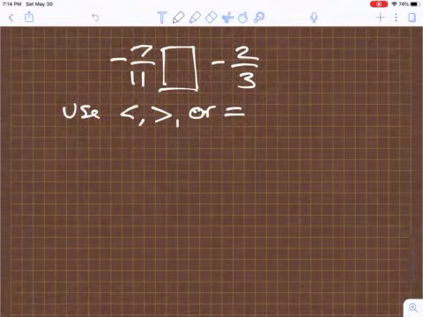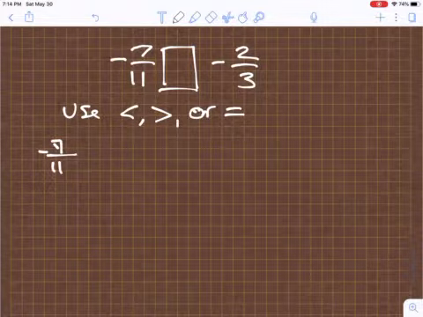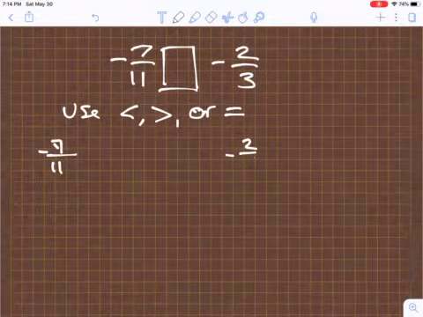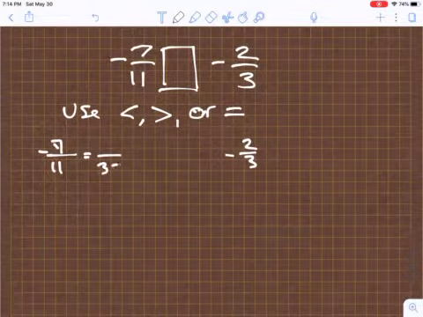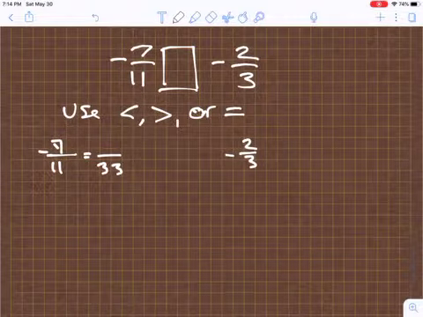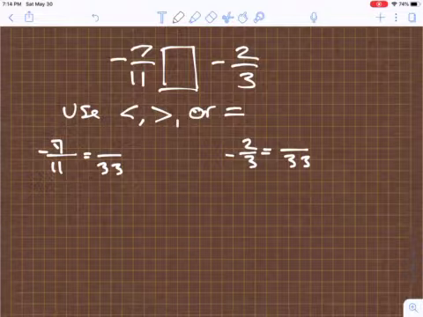So we got -7/11 and -2/3. Again, let's find a common denominator. So if we got -7/11, we got -2/3, we kind of ignore the negatives for now. The common denominator between these is 33. 11 times 3 gives me 33. That's always a really easy way to find a common denominator between two things, is just to multiply them together.